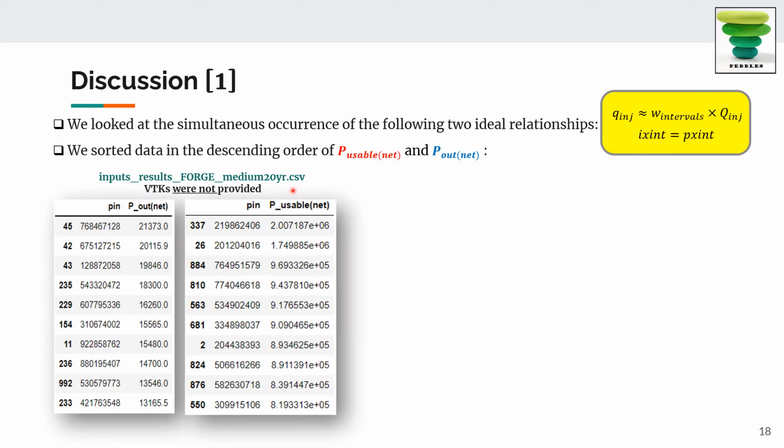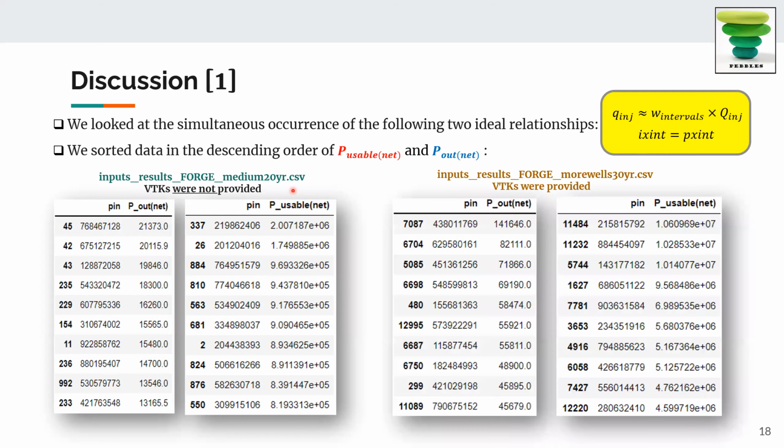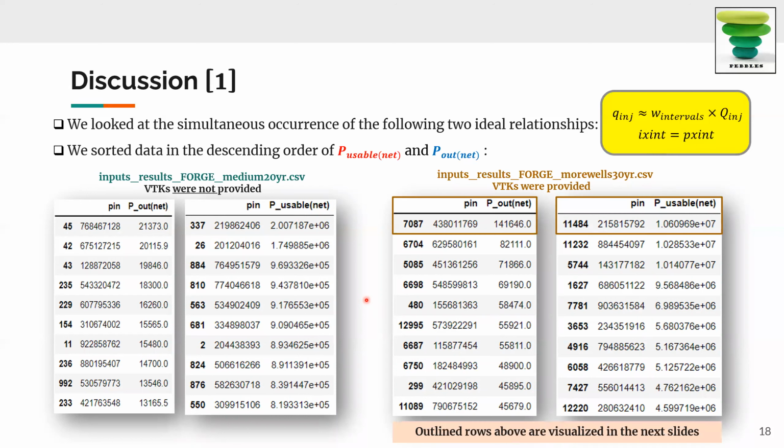However, the VTK files were not provided for that data set. So we looked also at the more wells 30-year CSV file. We can see that P usable net values are quite large. That was an interesting occurrence that might be investigated further by implementing more complex thermodynamic functions. However, we decided to go ahead and look at the very top values for the P out net and P usable net, which we will see in the next slides.